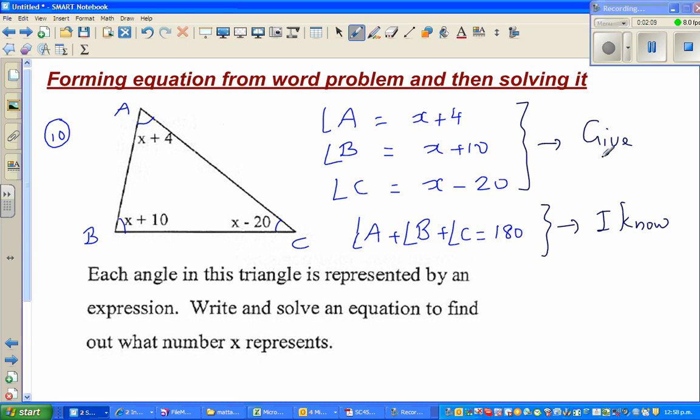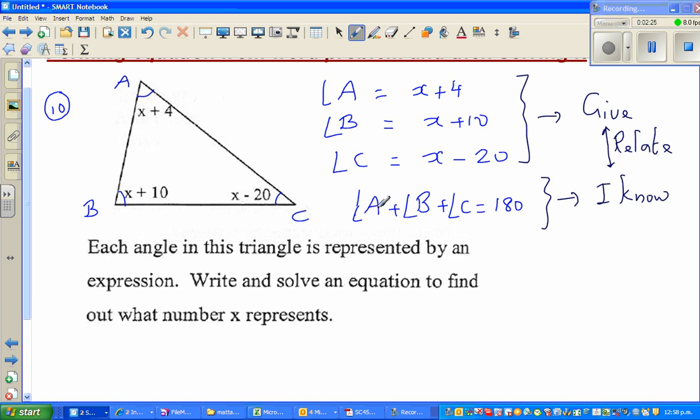Now I have to relate what is given with what I know. In place of angle A, I can put x plus 4. In place of angle B, I can put x plus 10. And the same way, angle C is x minus 20. Therefore, you've got an equation: x plus 4 plus x plus 10 plus x minus 20 is equal to 180. This is called relating between given and what you know.